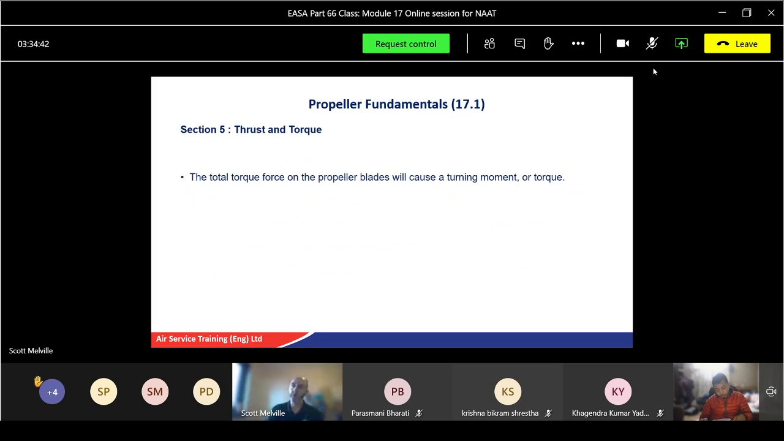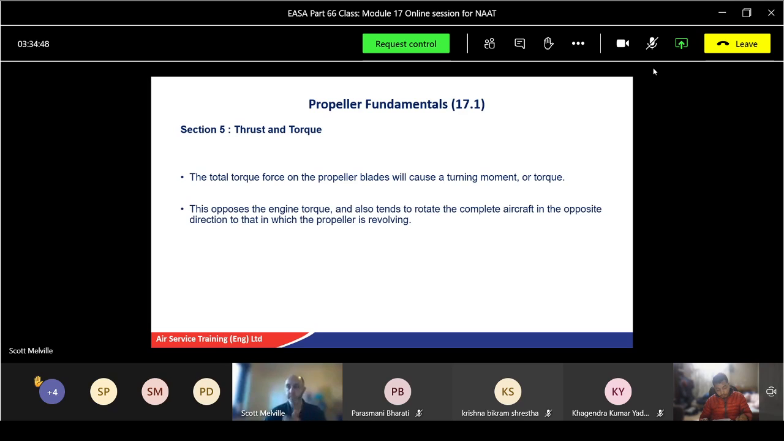Now, the total torque force on the propeller blades will cause a turning moment, or torque, just like in physics. That opposes the engine torque and also tends to rotate the complete aircraft in the opposite direction to that in which the propeller is revolving. So we've got the torque of the engine spinning the propeller. Now the opposite of that, Newton's third law again, the engine is now trying to spin the aircraft the opposite direction. Okay, so that can affect certain conditions.